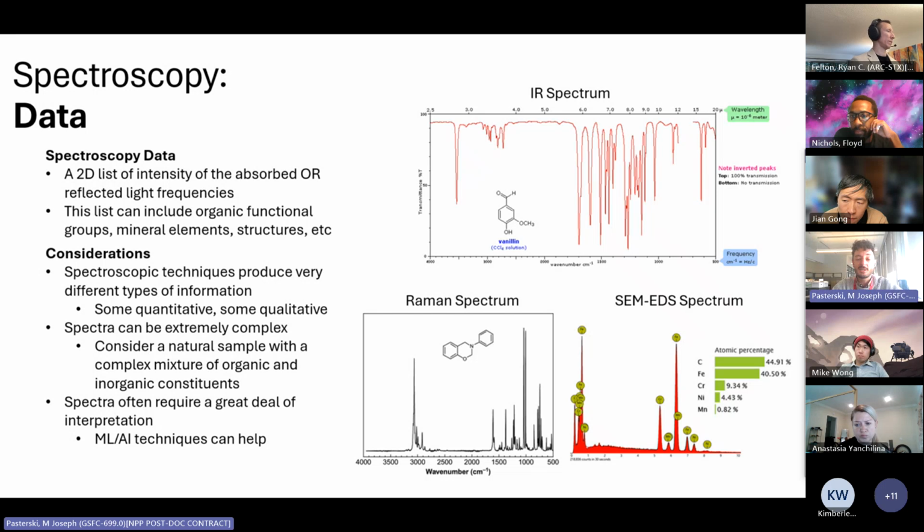But again, these spectroscopic techniques produce very different types of information, some qualitative and some quantitative, and some semi-quantitative, sort of in between. And the spectra can be extremely complex, considering something like a mixed natural sample that has rocks and organics in it. So those problems don't go away, but hopefully, even though these spectra do require a great deal of interpretation, ML and AI can actually help with that.